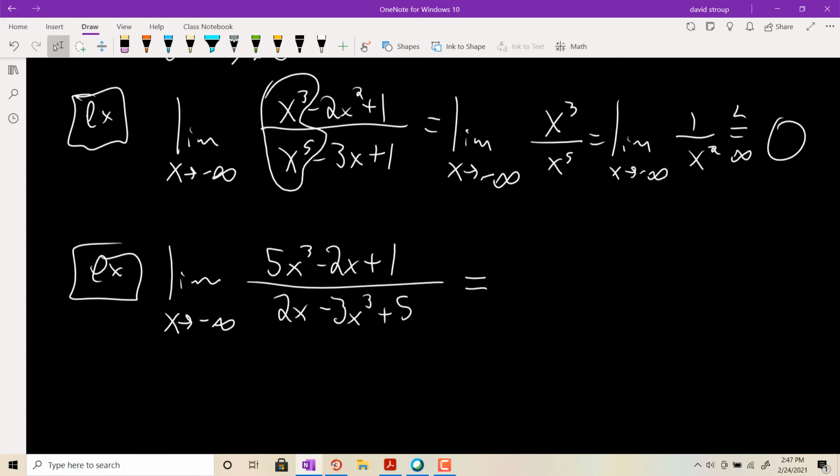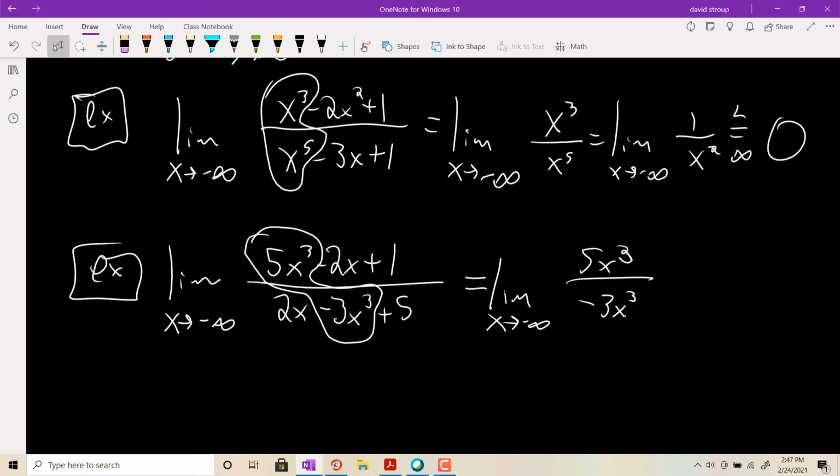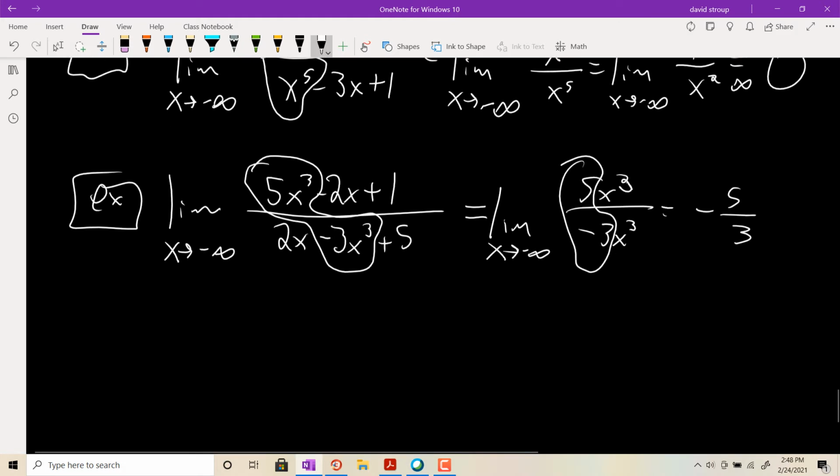So on AP tests, they'll kind of try to trick you. You have to pick off the high degree terms. It's not 5x cubed over 2x. It's that. So the limit as x goes to negative infinity of 5x cubed all over negative 3x cubed, which is just going to end up being negative 5/3. Okay, when you reduce, and then the limit of a constant is just a constant.